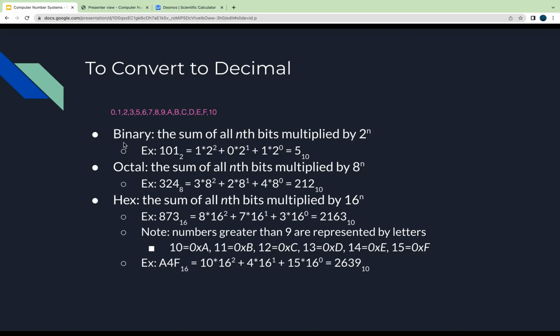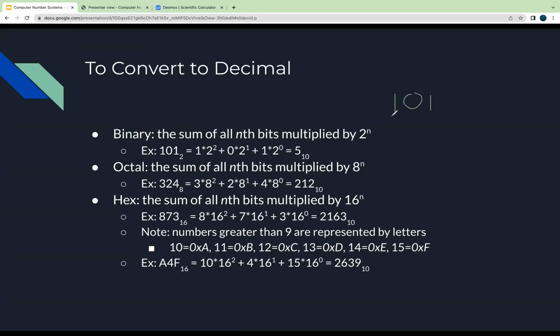Okay, anyways, to convert these to decimal, for example in binary, take the sum of all the nth bits, each multiplied by 2 to the power of n. Let's see an example of this. Okay, let's say we have the number 101.